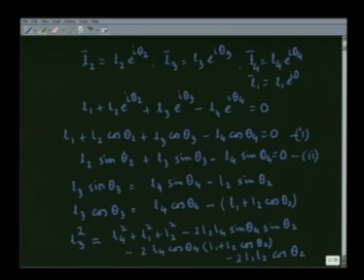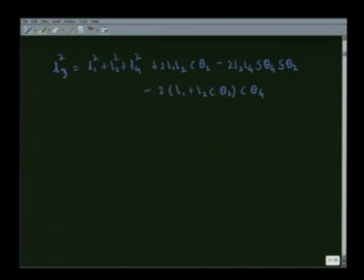Let me carry out this algebra a little further, and from now onwards I will write capital C for cos and capital S for sin for brevity. We can get L3 squared is equal to L1 squared plus L2 squared plus L4 squared plus twice L1 L2 cosine theta 2 minus twice L2 L4 sin theta 4 sin theta 2 minus twice L1 plus L2 cosine theta 2 into cosine theta 4.